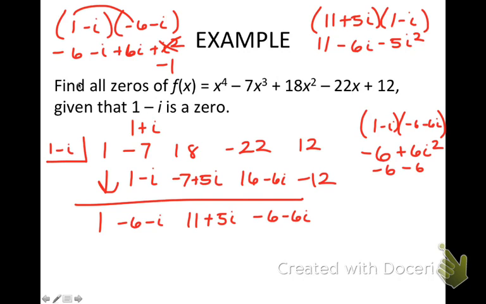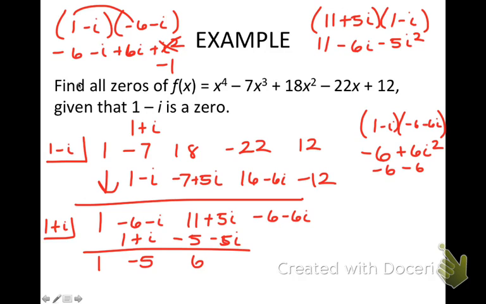All right, let's do one more synthetic division with the 1 plus i. Bring down the 1. What's going to be nice is I already have i's here, so it might be less multiplying. So 1 plus i gets us what? Negative 5, good. Multiply negative 5 times 1 plus i. Negative 5i. Adding that makes 6. Multiplying gets us 6 plus 6i, which gets us 0.